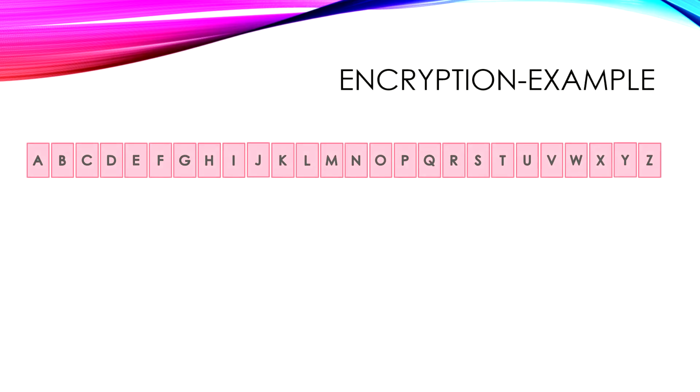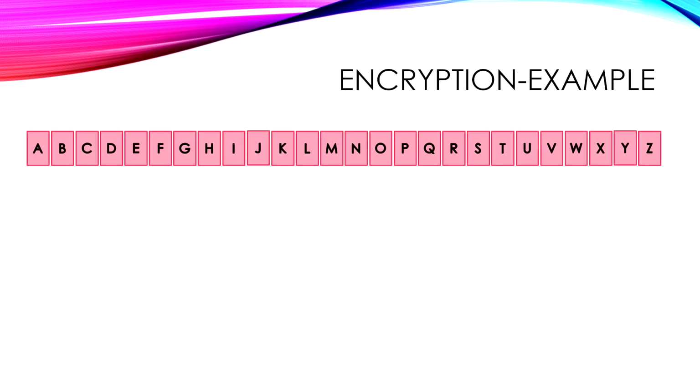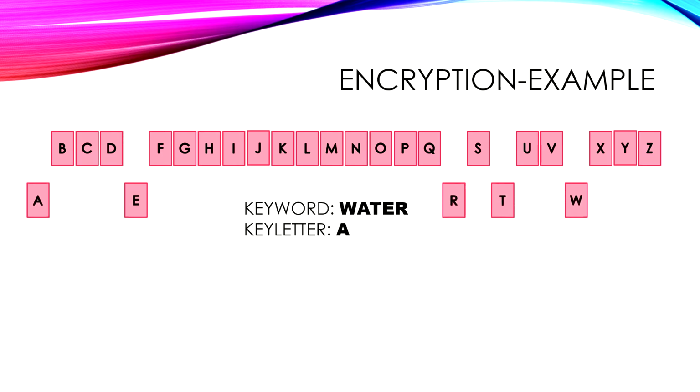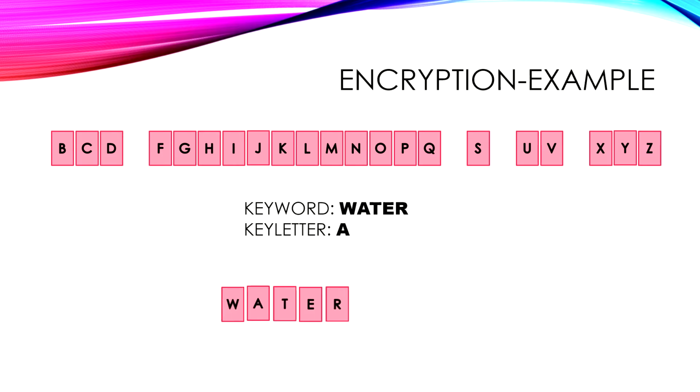Now let's learn how encryption takes place in a keyword cipher. For this, we take a standard set of alphabet. The keyword that we've chosen here is water and the key letter is A. So we take out the letters which form the word water and place it separately. Now as the key letter here is A, we move the first letter of the keyword to the position of the key letter in the standard set, which is in the starting of the alphabet.